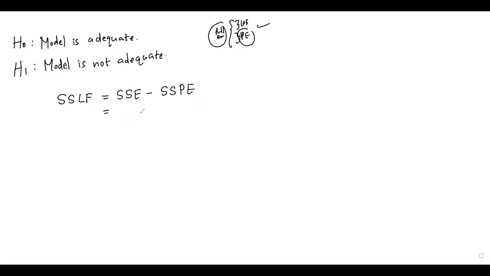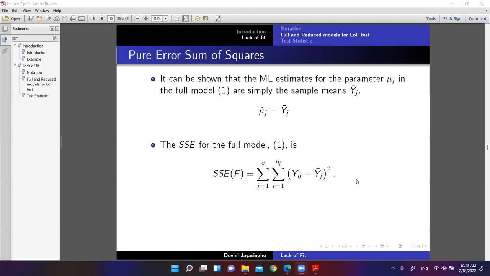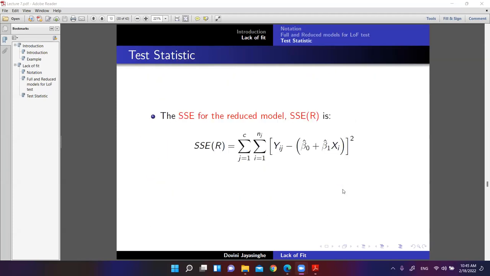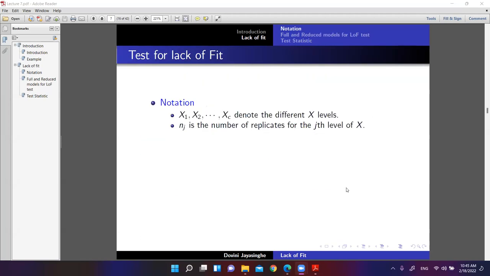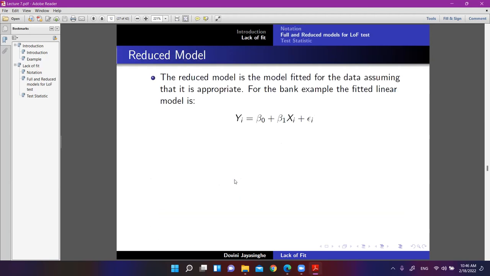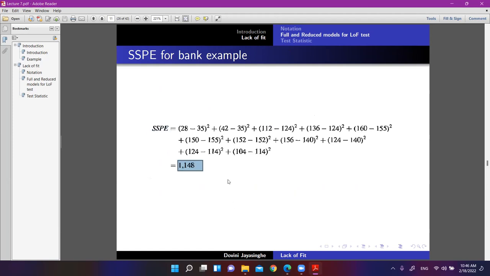So in that ANOVA table, they have computed and given us SSE. I'll show you all. You're not in a hurry. Here, error is this one. So what we are doing is partitioning this error into lack of fit and pure error. That's what we basically do, right? So what is this? 14,741.6. This is the SSE, right? And also to find SSLF, I need to compute SSPE, that is sum of squares of pure error. That is also computed for us somewhere here. Yes, it's given to us. So it's just a matter of taking the difference.